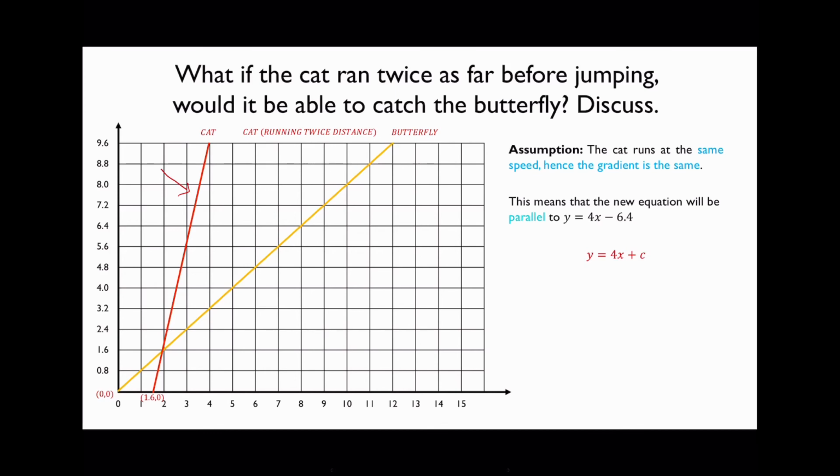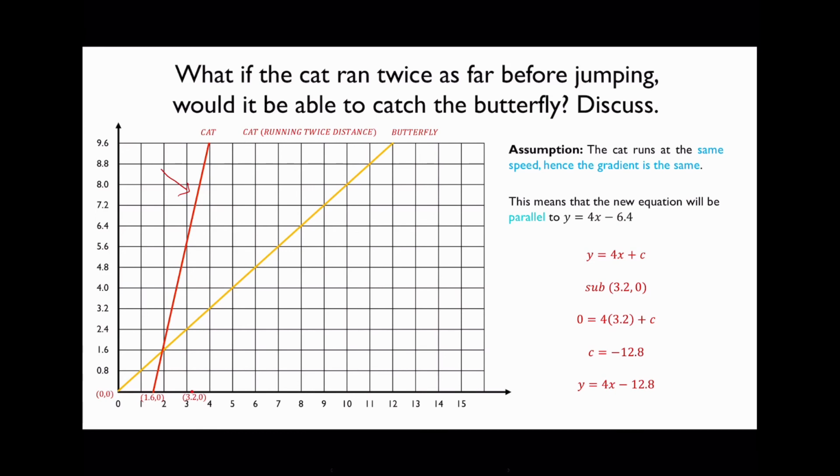In this case, as I said, we already know what your x-intercept is going to be. Your x-intercept is going to be 3.2. So let's substitute that coordinate into the equation to solve for c. If you do this, then your c value is going to be equal to negative 12.8. So therefore, this is going to be your equation over here.